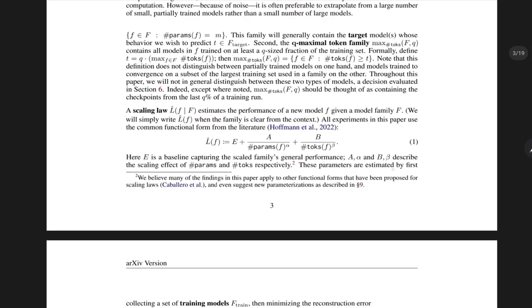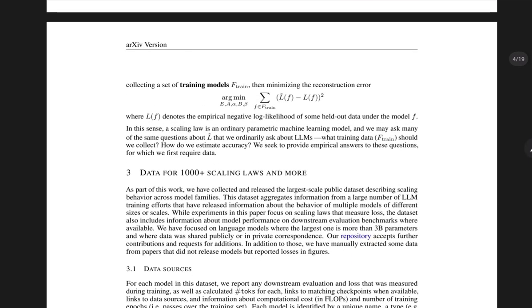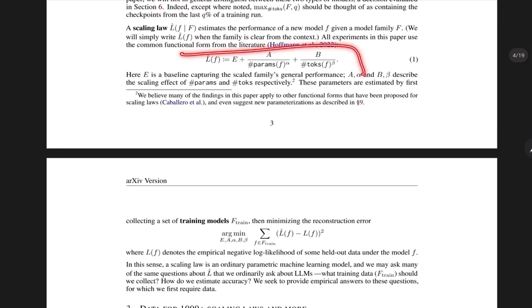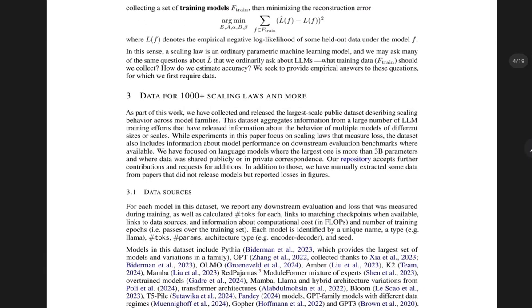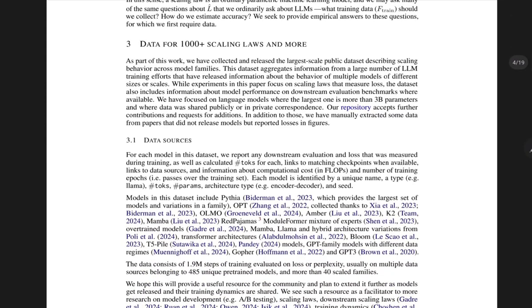So these parameters are estimated by first collecting a set of trained models, then minimizing the reconstruction error. These are the most important formulas that are being used, right? This and this. Okay, cool. Now coming to the next part, that is data for 1000 plus scaling laws and more.